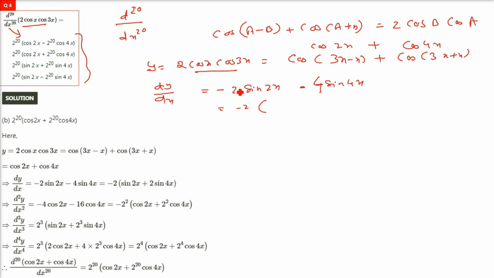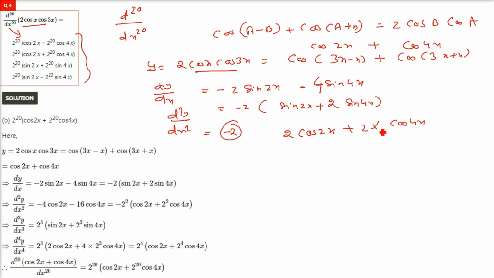Now just take minus 2 outside. So this is the odd differentiation, first differentiation. So minus 2 I have taken out, and then sin 2x plus 2 sin 4x. Then d2y by dx2, this is the even differentiation. So minus 2 was already outside, sin 2x becomes cos 2x, 2 will also come here because differentiation of 2x is 2. Then sin 4x is cos 4x, then differentiation of 4x is 4. Now just take 2 again outside. So you have minus 2 here, 2 taken out. What is inside? Cos 2x plus 4 cos 4x.